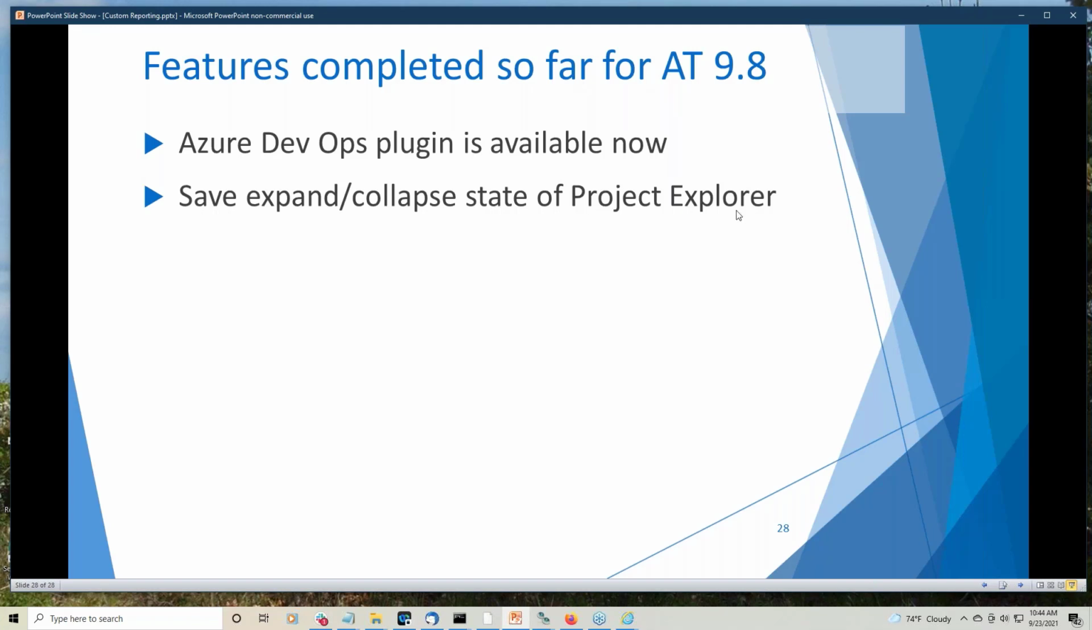We've gotten several suggestions about our expanding and collapsing state in the Project Explorer. And we made a stab at it a while ago, but it wasn't perfect. I think you're going to be much happier with it now. So if you leave AscentialTest and you've got your Project Explorer exactly the way you want it, and then you come back in again, I think you'll be much happier in 9.8. Thanks goes out to Pete for suggesting that.